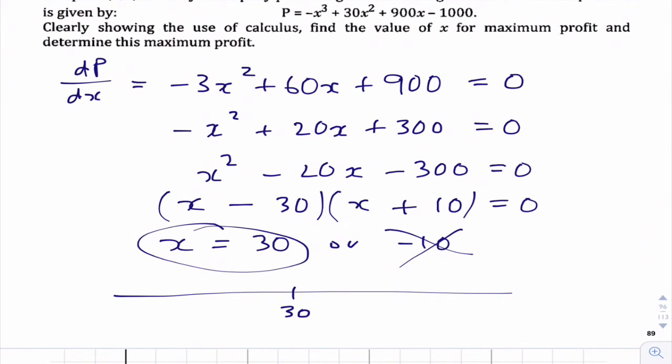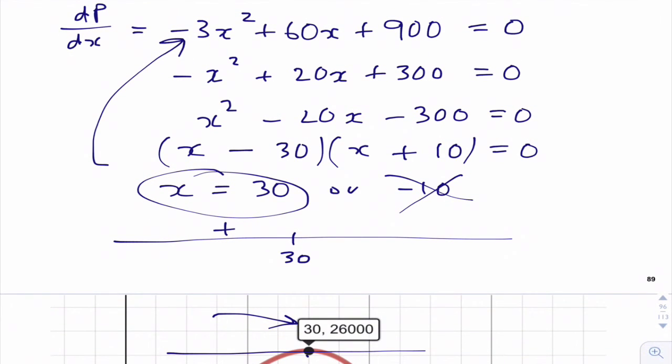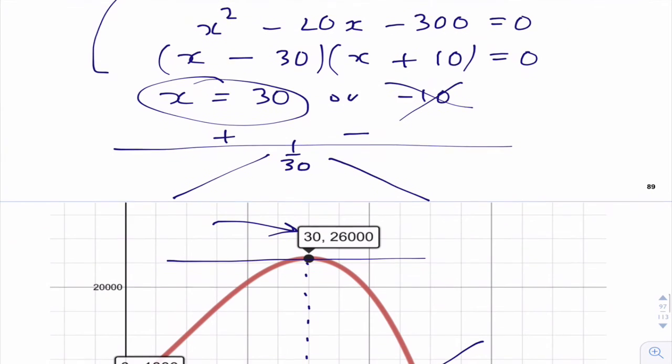What's going on either side of 30? So what you do is you substitute a number like 29 into the derivative: negative 3 times 29 squared plus 60 times 29 plus 900. You'd find that the number that you get out of there is positive, meaning it's going up. If you put in a number like 31 into that equation, you'd get a negative number. So the slope is going down.